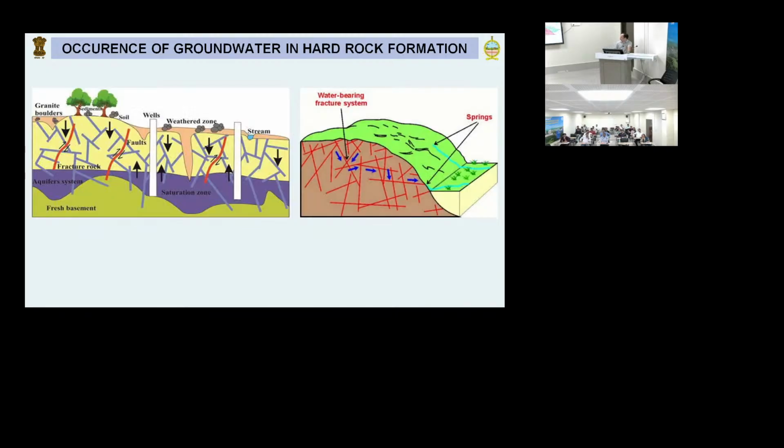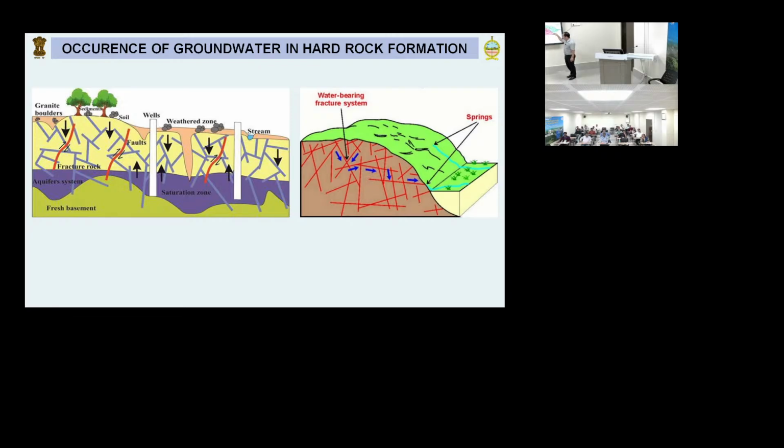And occurrence of groundwater in hard rock. In hard rock formation, we know it's a fully compact, cemented rock. In this kind of rock formation, the aquifer exists in cracks and crevices or fracture zones. When we talk about springs, say in Meghalaya or even in Nagaland, apart from those soft rock terrains, I think the majority is covered with hard rock terrain. So mostly you can find the aquifer system exists in this hard rock, in the form of fracture zones.